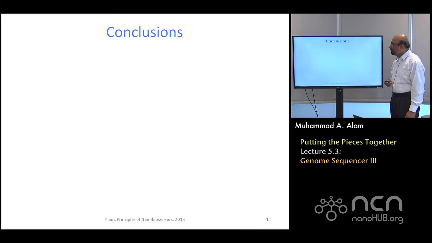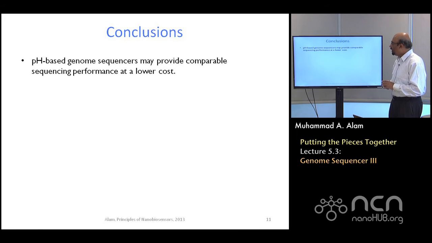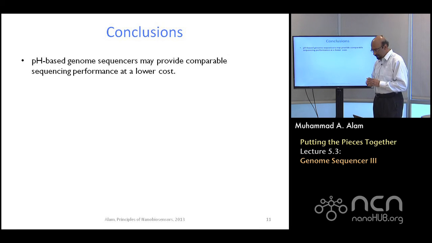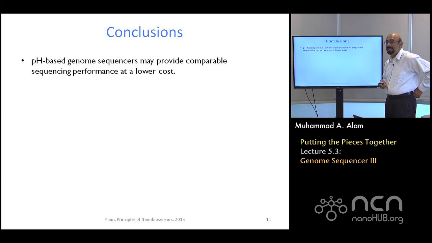So let me conclude then. I wanted to emphasize that this pH-based genome sequencing is relatively new, just a couple of years, maybe 2-3 years old now. But because it's electrical, it allows the nanotechnology, is sort of based on the nanotechnology, relies on the nanotechnology to get high density. So therefore, its sequencing could be done at considerably lower cost.